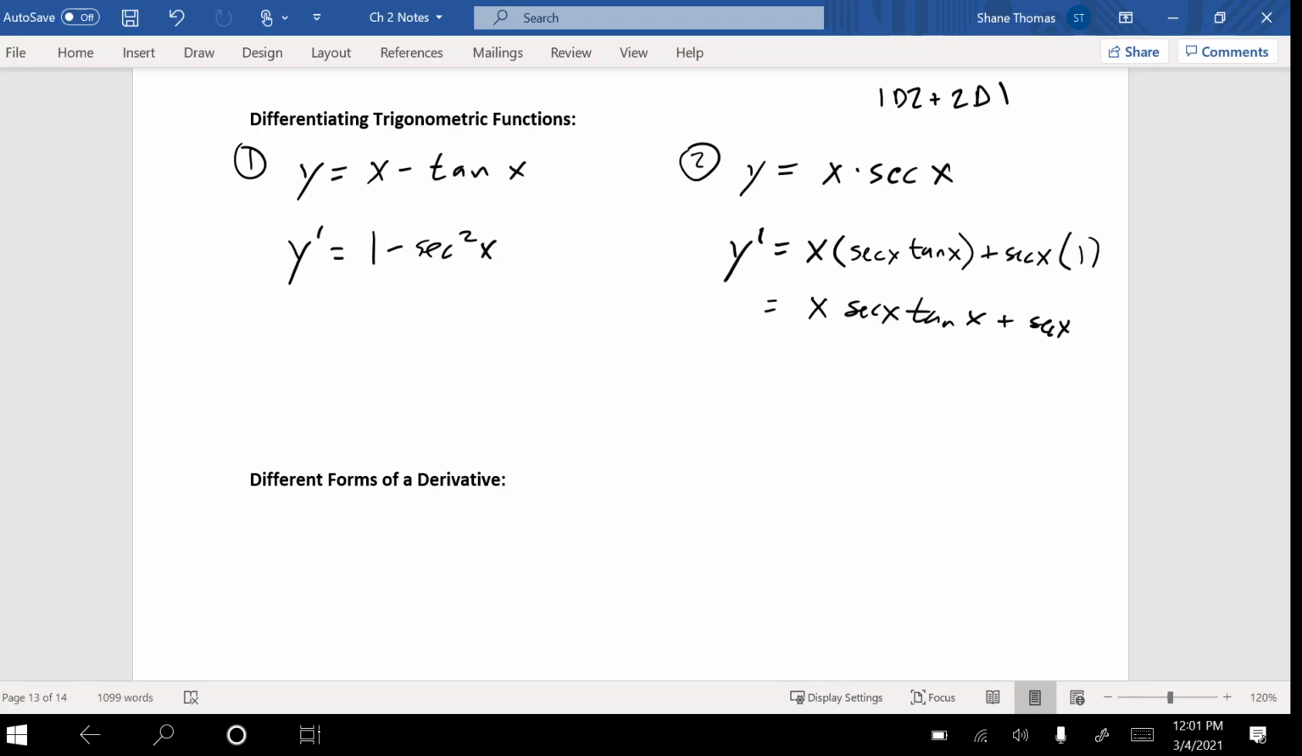All right, is there anything we can really do there? Maybe factor out a secant or something. Let's do that just so we can see what it looks like. Secant x, and then x tangent of x plus 1. That's not a terrible thing to do, because you never know, you might get something like a sine squared plus cosine squared in the parentheses, which you could replace with a 1. So it's not a terrible thing to go ahead and factor it out to see what you're left with, because you might be able to simplify further. In this case, you can't, so you're just kind of stuck.